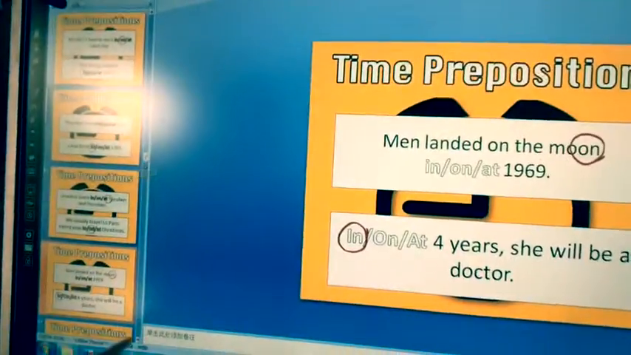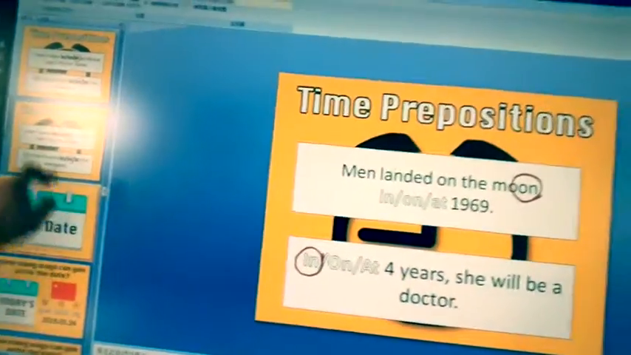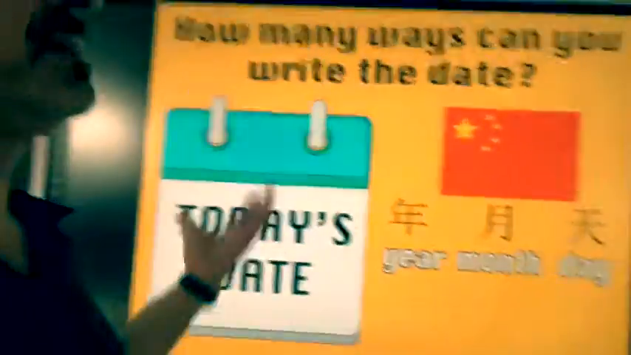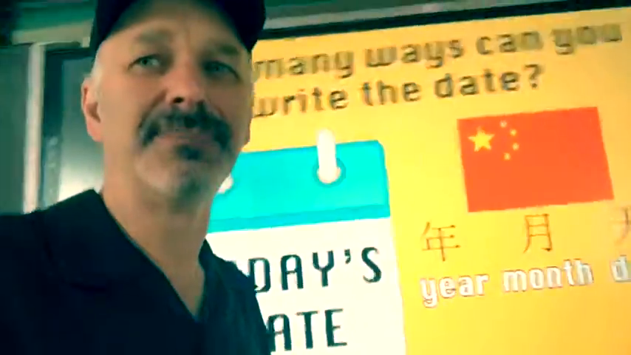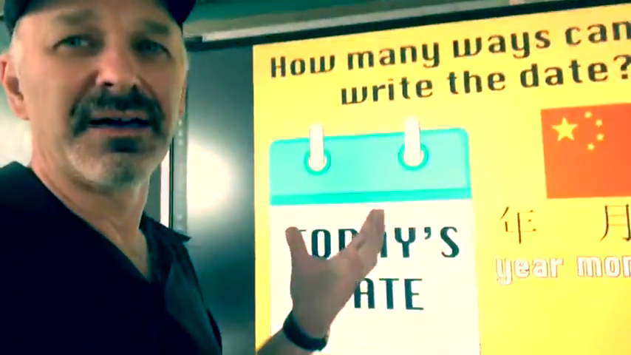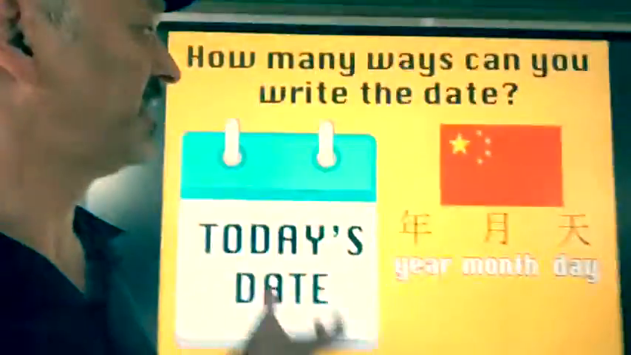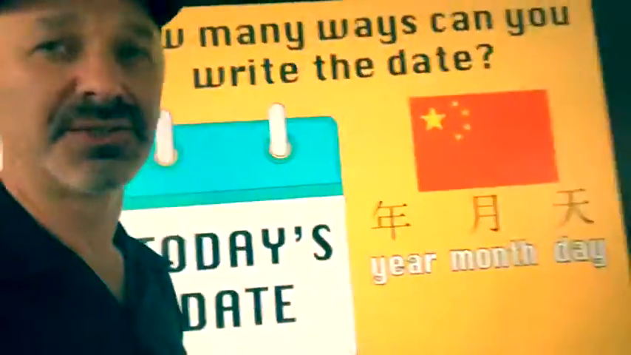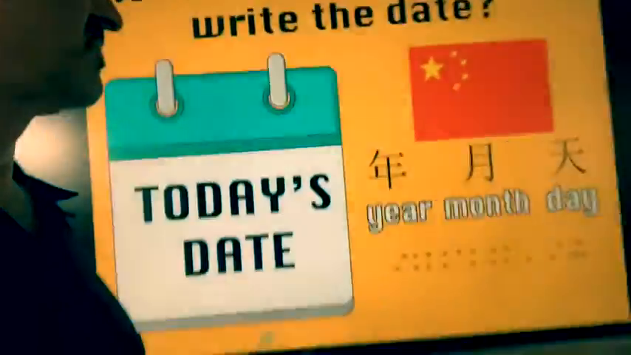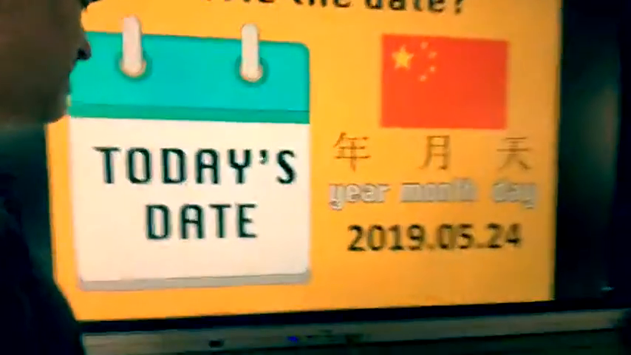When I get to next week, the following week, I follow through with this part of the lesson, and I do a little quick exercise on writing dates and how in China, I'm currently teaching in China, it's a little bit different. They do the year, the month, and the day. So what is today's date? And here I can change this to whatever date it is. This was just last week.